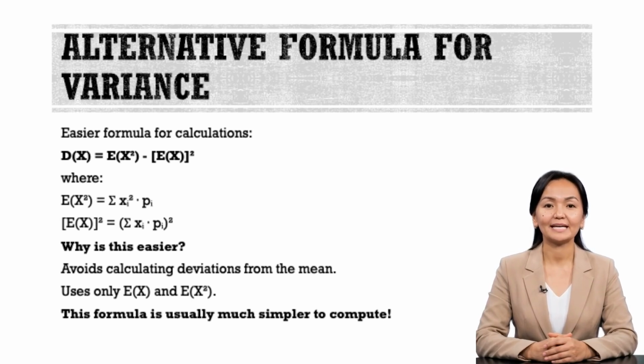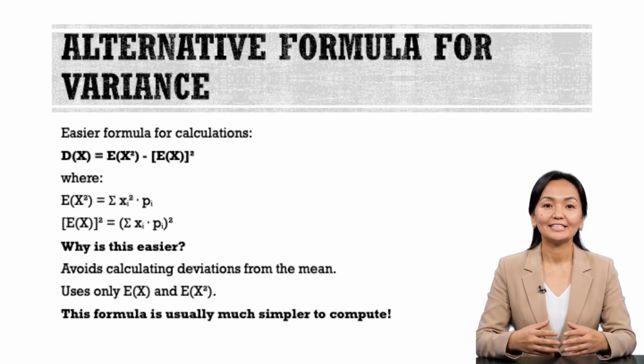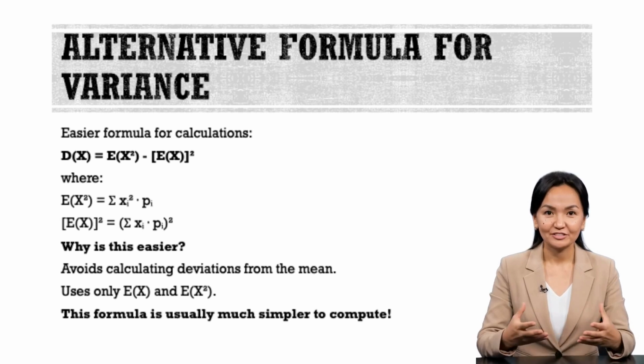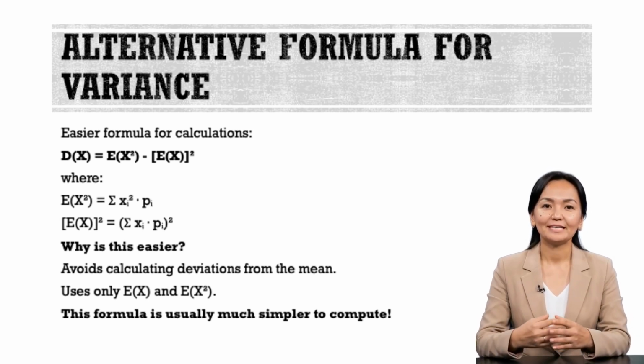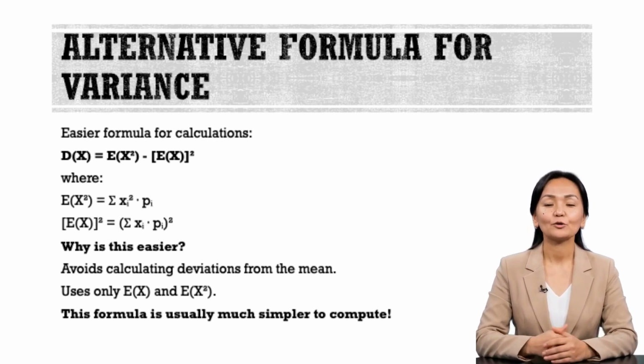Instead of finding the mean, then subtracting it from each value, then squaring each difference, and then averaging the sums, which can be tedious, we just need to compute two quantities, E(X) and E(X²). Then we simply square the first and subtract it from the second. This alternative formula is almost always the one you'll use in practice, and it's particularly useful when you have many possible values or when you're working with theoretical distributions.